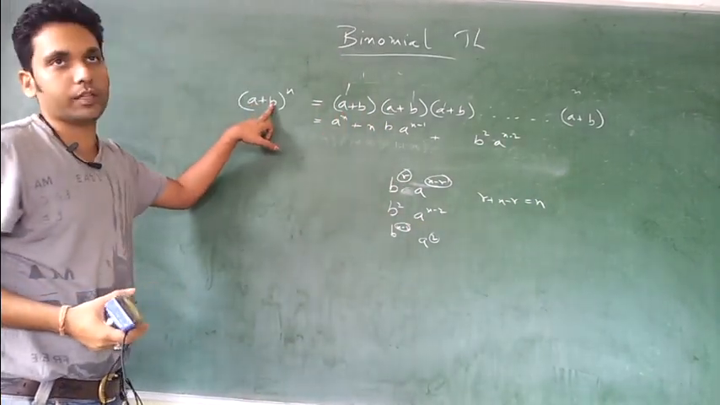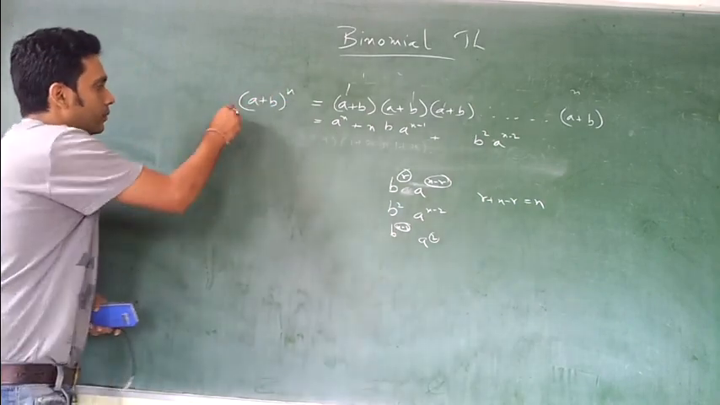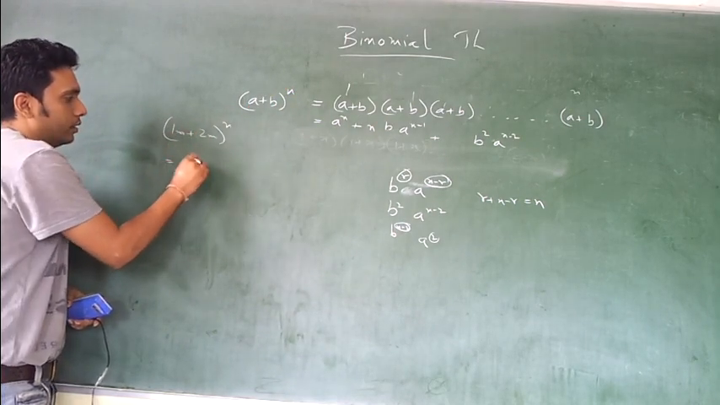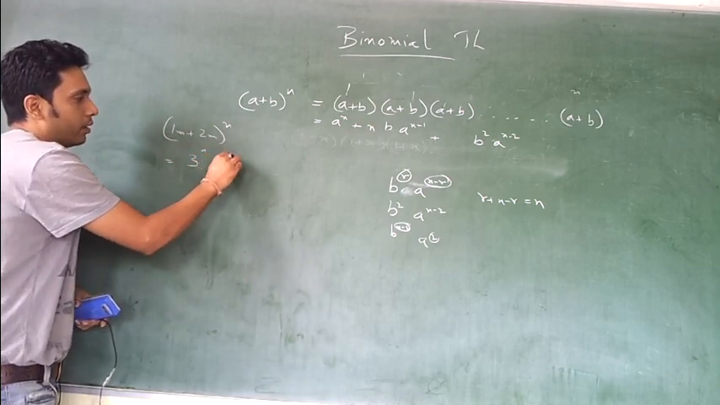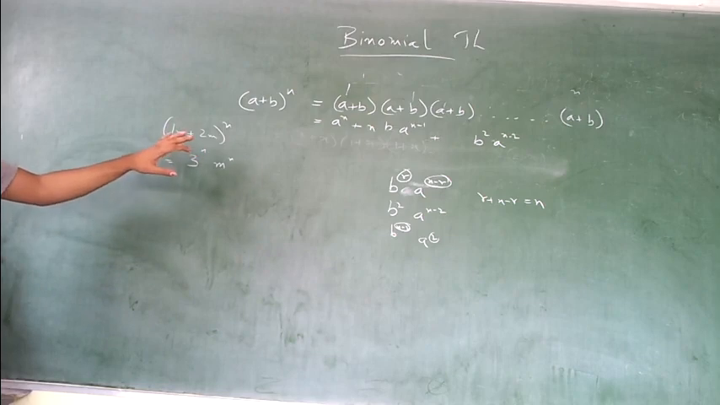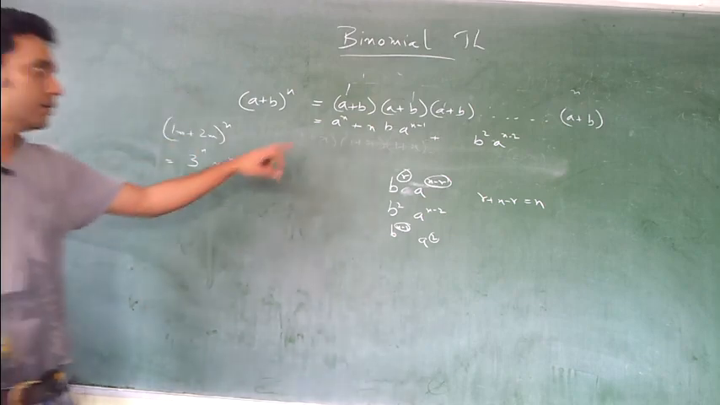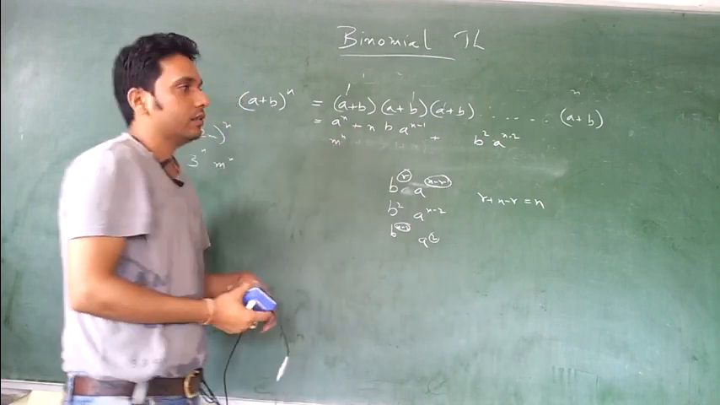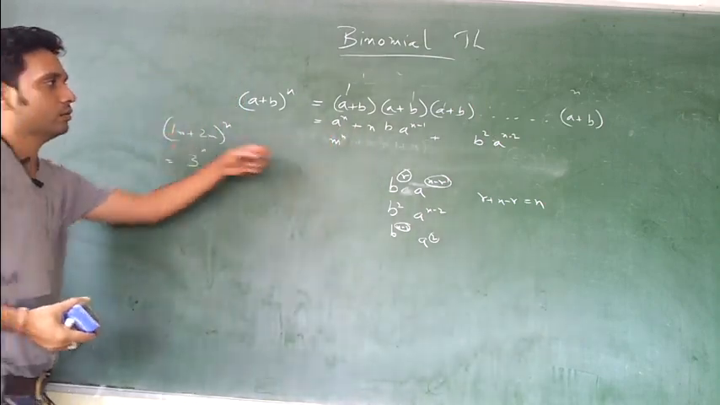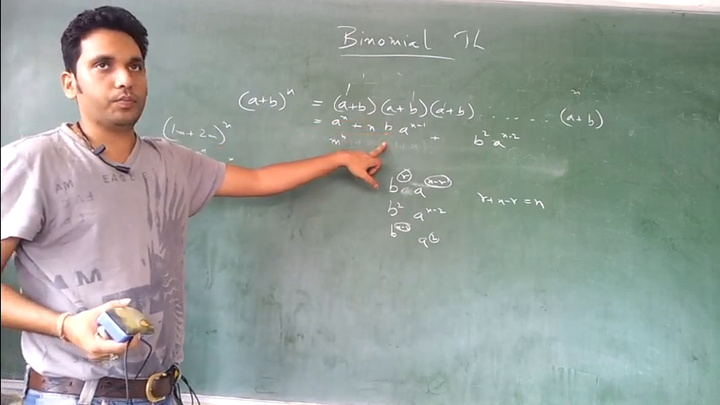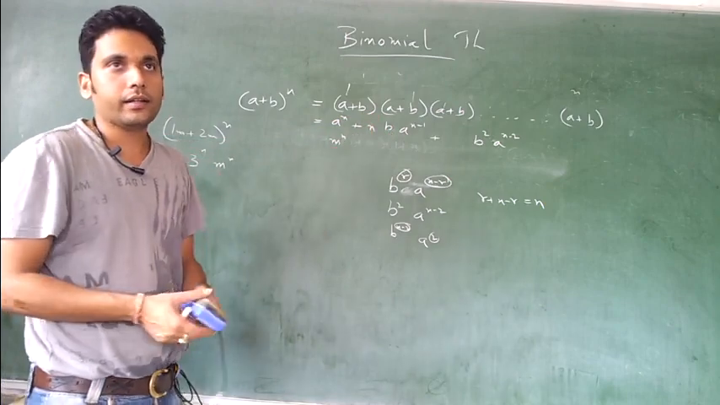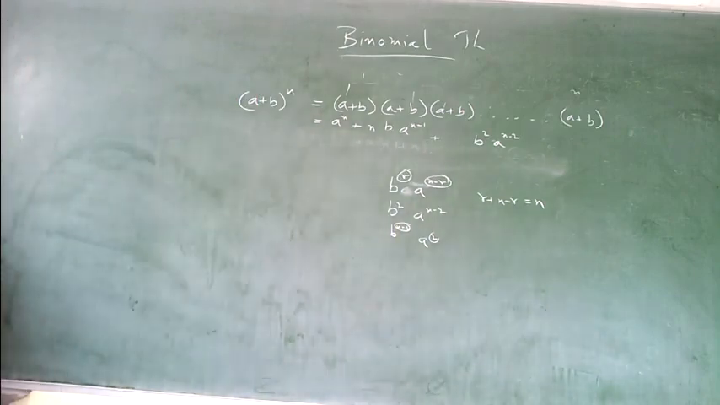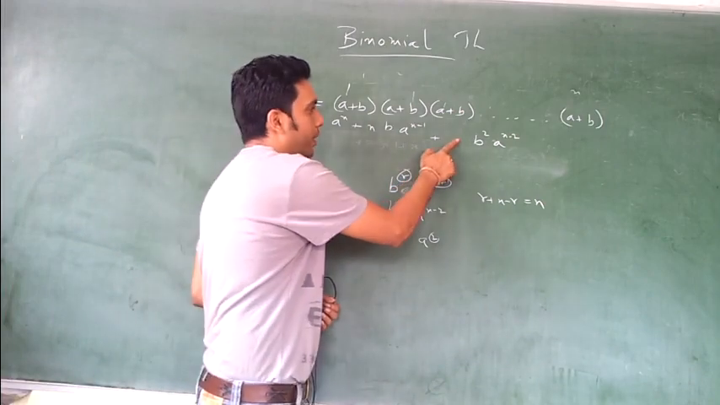Suppose it was a meters and b meters, say 1 meter plus 2 meter, whole power n. What is it? 3 meter whole power n. The dimension is meter power n or not? So all the terms should have a dimension of meter power n. Say a is 1 meter power n; this will be meter from here and meter power n minus 1 from there. So the dimension of all the terms is n. Is that clear?